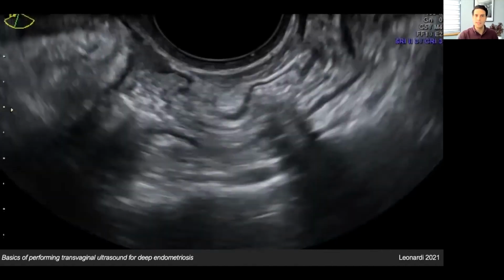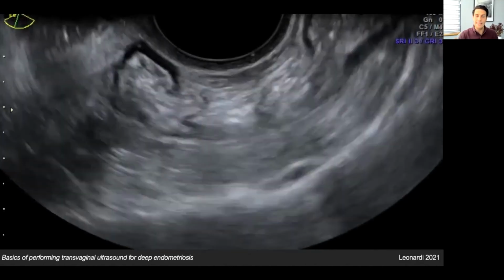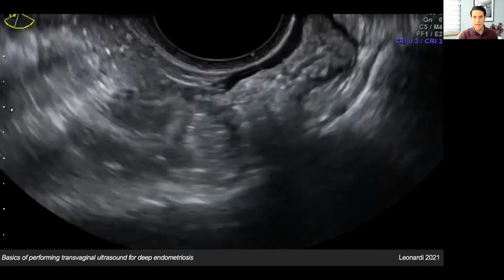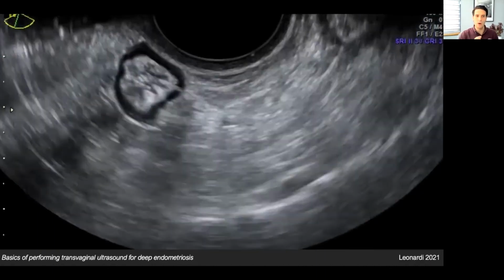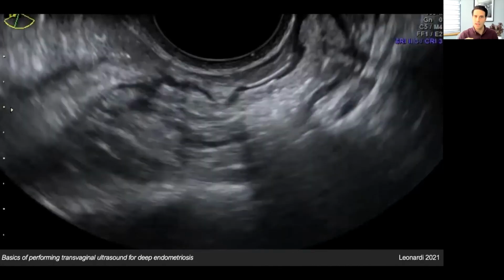Again, in this case, the probe is in the posterior vaginal fornix, essentially lifting the cervix, lifting the uterus out of the way to allow for a close proximity of the probe to the bowel, seeing that muscularis layer.